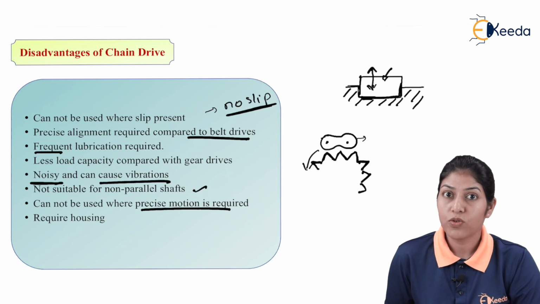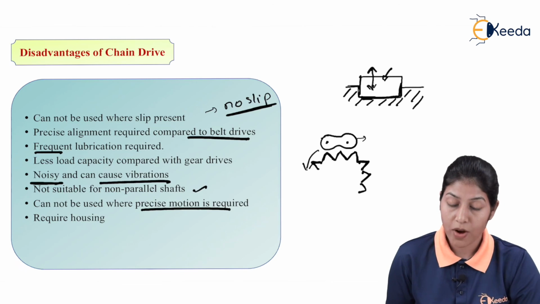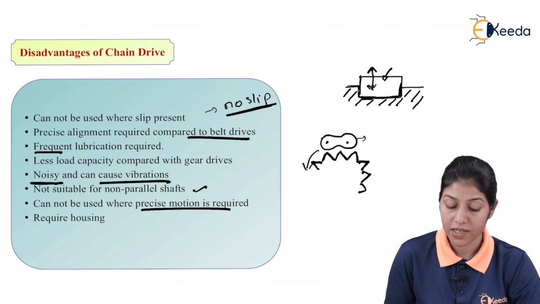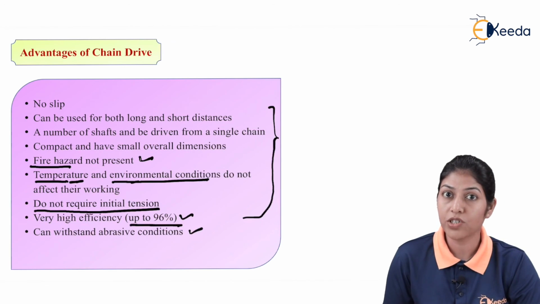And this chain drive is used for moderate as well as high power transmission. So these are some disadvantages as well as some advantages of the chain drive.